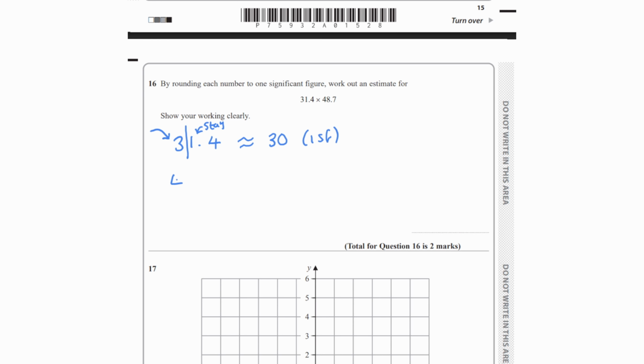Then we'll take our 48.7. Again, draw our line here. The 8 is greater than 5, so it tells us to go up. The 4 goes up to a 5. So this is 50 to one significant figure.